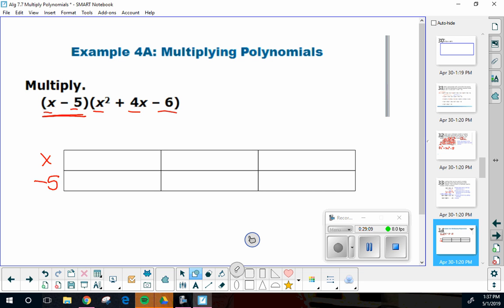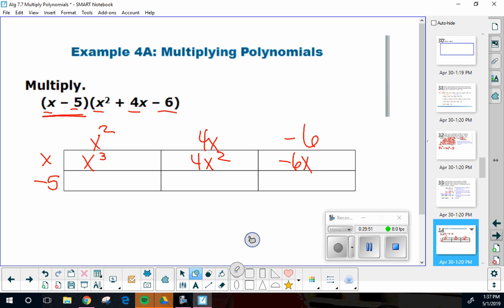I like how you remembered the term. Now, what goes right here? Yes. What goes right here? Plus 4x. What goes right here? Negative 6. And then we just commence to multiplying just like it's a multiplication chart. What is x times x squared? X cubed. What is x times 4x? Yep, 4x squared. What is x times negative 6? Negative 6x. Okay, done with that row.